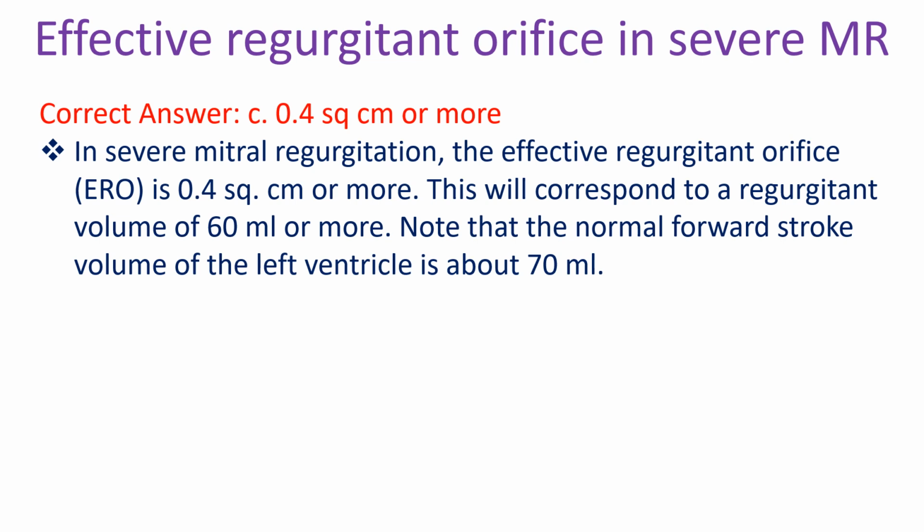In severe mitral regurgitation, the effective regurgitant orifice is 0.4 square centimeter or more. This will correspond to a regurgitant volume of 60 ml or more. Note that the normal forward stroke volume of left ventricle is about 70 ml.